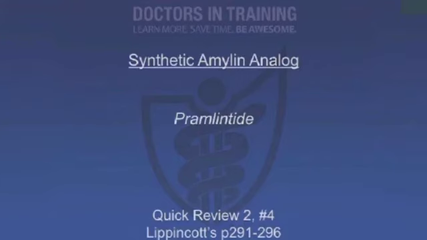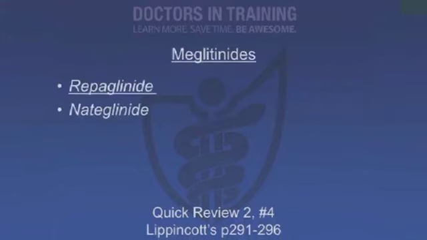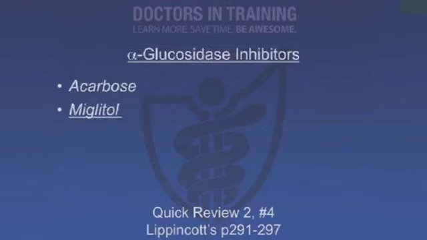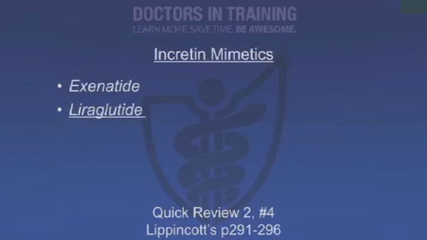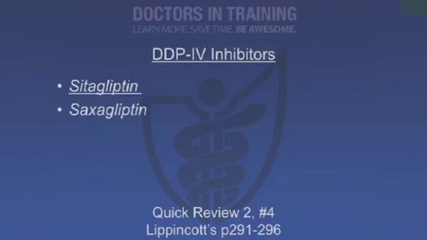Place the following diabetes drugs into their appropriate drug classifications. All right, so we have a long list of drugs here. Let's put them where they need to be. Synthetic amylin analog, that's going to be your pramlintide. The meglitinides are repaglinide and nateglinide. Alpha-glucosidase inhibitors is acarbose and meglitol. Incretin mimetics is exenatide and liraglutide. And the DPP-4 inhibitors are sitagliptin and saxagliptin. Those can be a little complicated, trying to figure out where they go. Use that chart there to help study later.